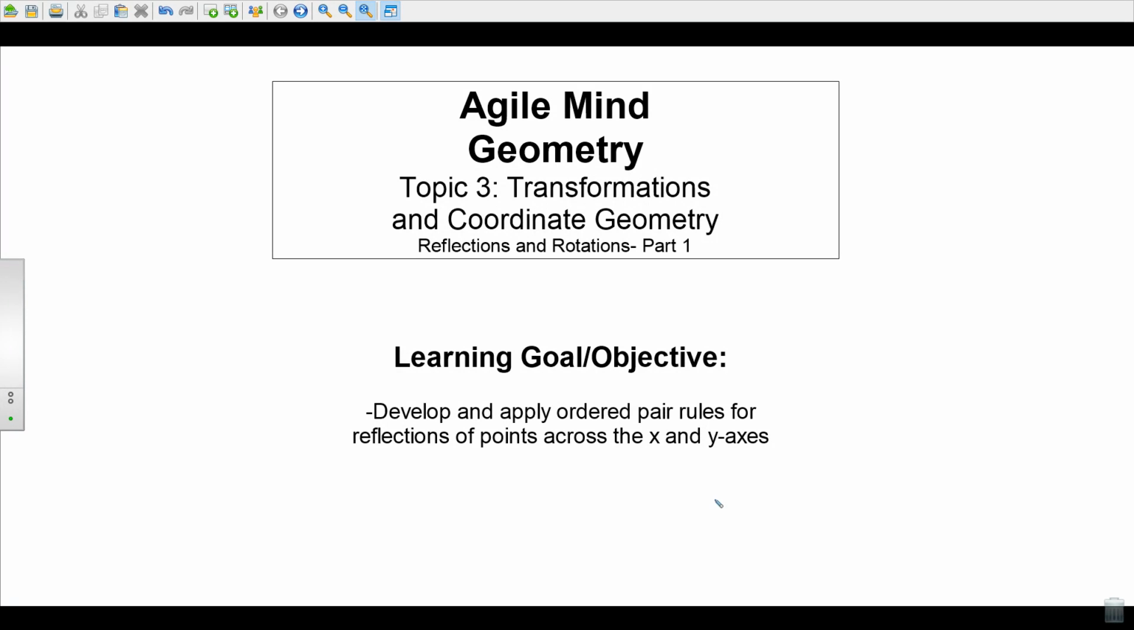We're going to see if this will help a little bit, just to bridge the gap with Agile Mind and the reading that you do and the lesson that you learn. So our lesson today is about reflections and rotations. This is the first of two videos that I'm going to create on this. Last topic was about transformations in geometry. Now we're getting specific with it on a coordinate plane. So we're going to develop some rules for reflections across the x and the y axis in this video.